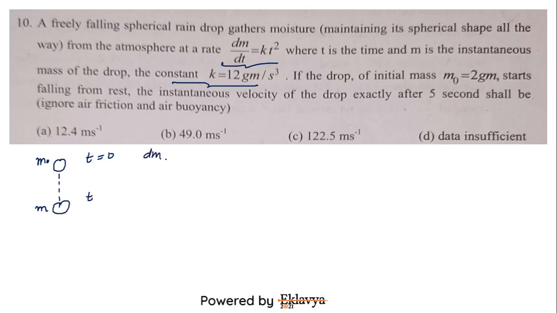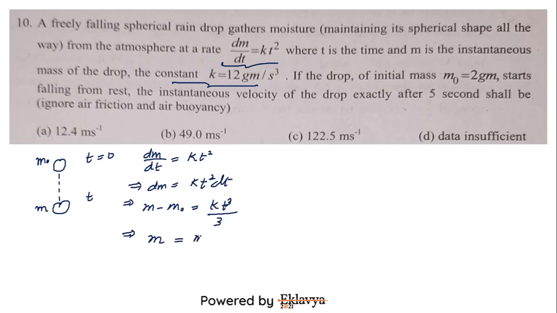The question says that dm by dt is kt square. Now this would mean that dm can be written as kt square into dt, which would further mean that m minus m naught can be written as kt cube by 3, which would mean that instantaneous mass at a time t can be written as m naught plus kt cube by 3. Now if this is the mass of the drop as a function of time, then we can say that the gravitational force acting on the drop is also changing as a function of time, and this force will be written as mg.